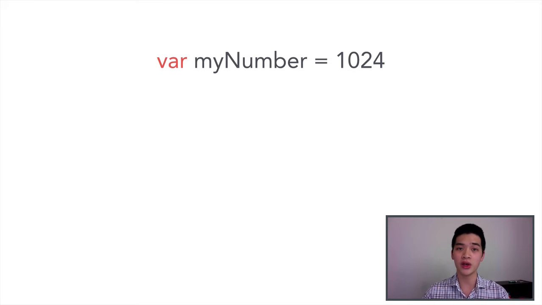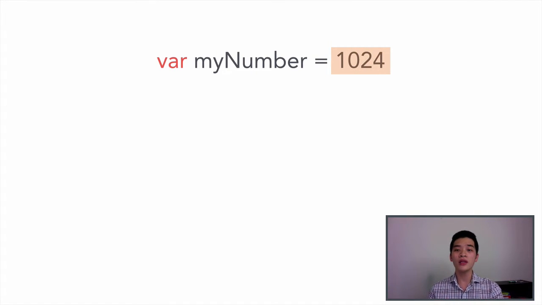Instead of str, we're having my number, right? So now, what is this var thing? A var is a keyword. It is a reserved word. It is the vocabulary in a language, okay? And my number is the name of this variable. A variable is the placeholder of some value, and this value in this case is 1024. Okay, and the 1024 is the value of my number.